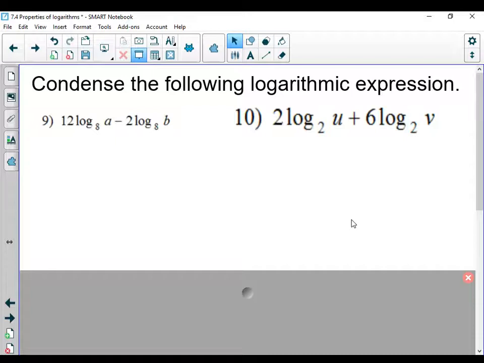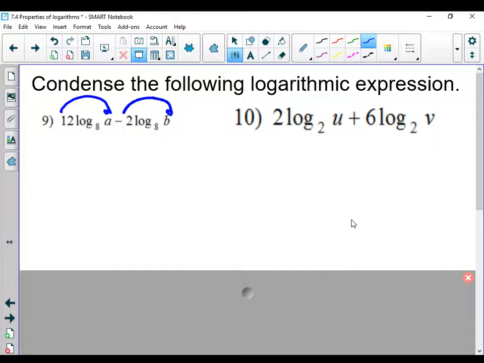Naturally, when I see that there are numbers in the front, if I'm going backwards, I'm going to think these come back up as exponents. So if I see a number in front, to me that means I need to pull that back up as an exponent. Then I look at the two logarithms and I realize that we are subtracting in between. So how do we condense that? Division.